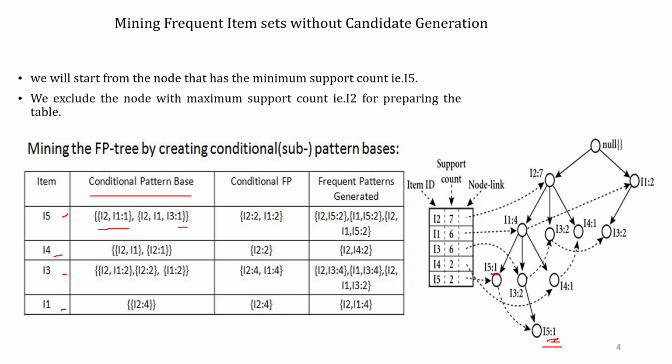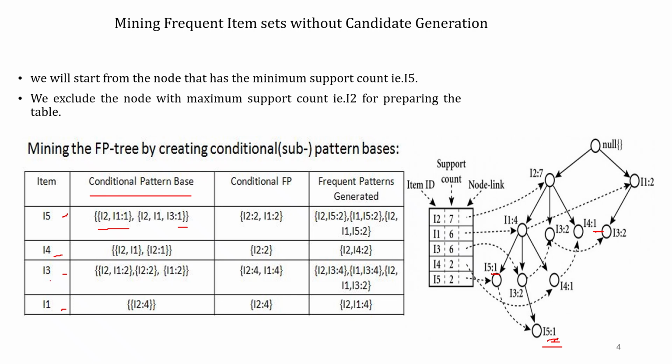When you come to I4, we are going to find the conditional pattern base, how it's navigating to I4. This is one I4. It is navigating through I2, I1 to I4, so the support count for I4 is 1. So I2, I1 is 1. Then what is the next I4? You have I4 here. The only path is I2, so I2 is 1 because we have the I4 support count as 1.